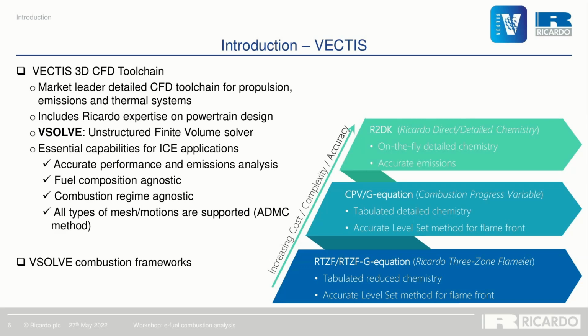In VECTIS, or vSolve, there are 3 combustion frameworks available, with by increasing order of cost, complexity, and accuracy, the Ricardo 3-zone flamelet, or RTZF, that relies on a reduced tabulated chemistry and a level set method for the flame front propagation. A bit more complex and accurate, we have the combustion progress variable, or CPV framework, in which detailed tabulated kinetics is used, and a similar accurate level set method as the RTZF framework. And if we take an additional step towards accuracy, complexity, and cost, we have the Ricardo Direct Detailed Kinetics, or R2DK framework, which uses on-the-fly detailed kinetics and which is capable of very accurately modeling emissions by simulating the various chemical pathways that lead to the pollutant formations.